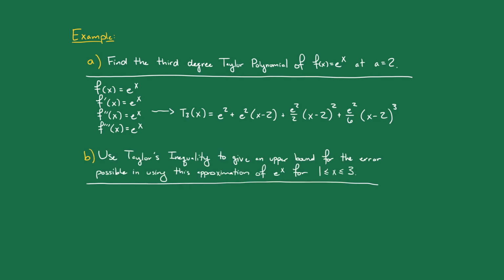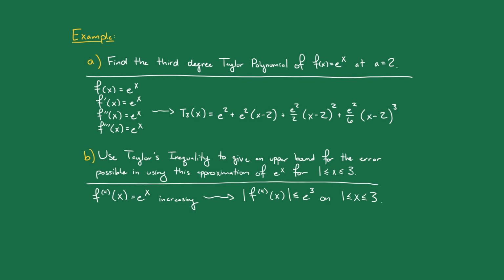And now, let's use Taylor's inequality to give an upper bound for the error possible in using this approximation of e to the x on the interval 1 to 3. Since we're approximating using the third-degree Taylor polynomial, we first need to bound the absolute value of the fourth derivative of f on the interval 1 to 3. Again, since f of x is equal to e to the x, the fourth derivative of f is, again, e to the x. Just like we found in the previous example, e to the x is increasing, and so it attains its maximum at the right endpoint of our interval.